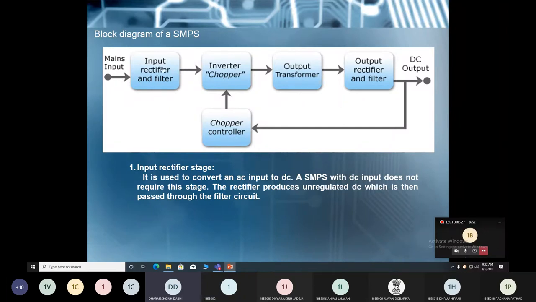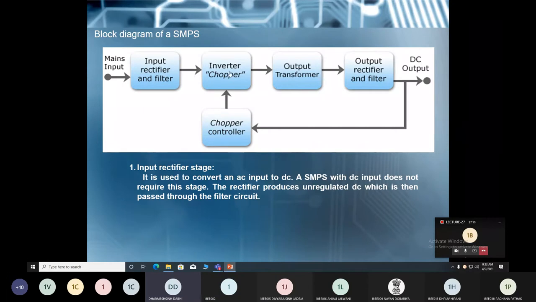Then the output is what? DC here, the rectifier output is DC. That is a zero frequency. DC has no frequency. Sir, you said the inverter has high frequency. I am talking about the inverter. See, I am talking about this rectifier. Rectifier output is DC, that frequency is zero.